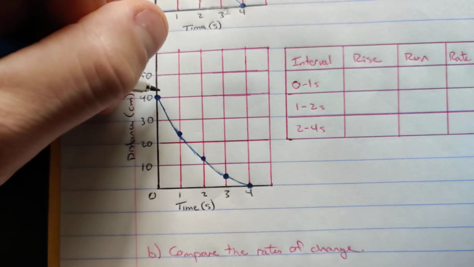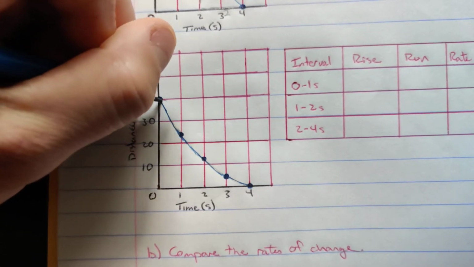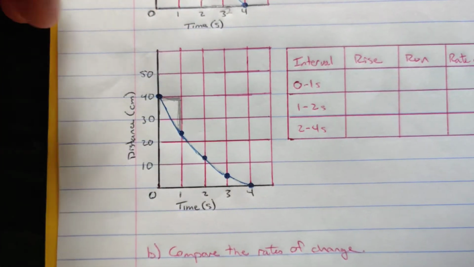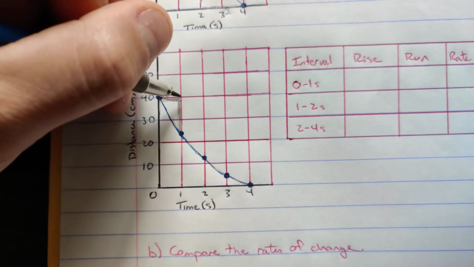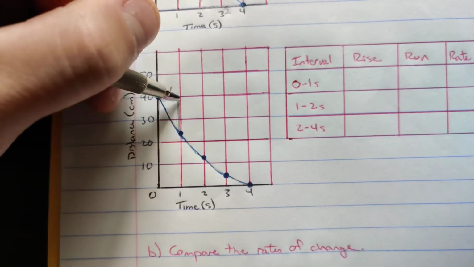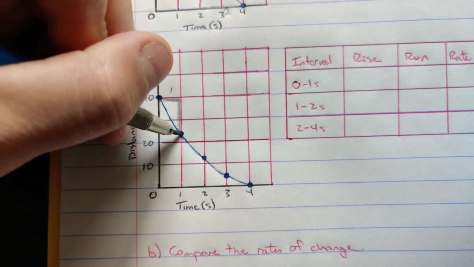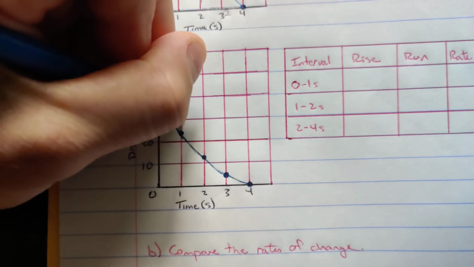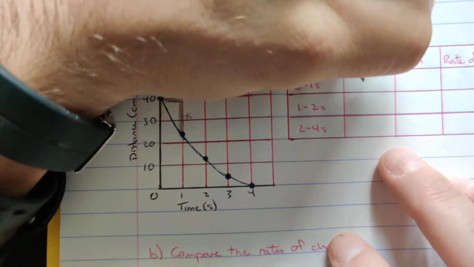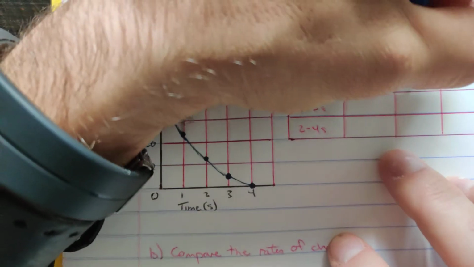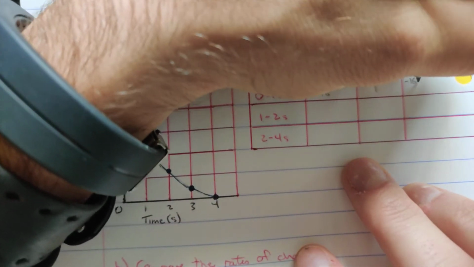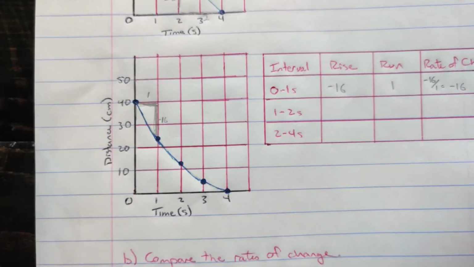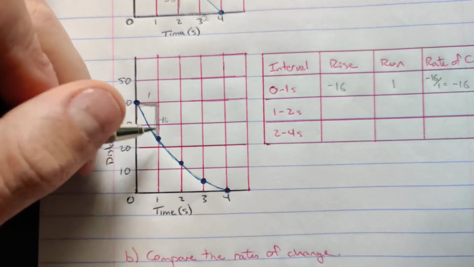If we go from 0 to 1 seconds, and we have this rate triangle right here. We're going over 1, so it runs 1, but our rise is 10. That's about a little under half, so maybe 24. So that's 6, so maybe down 16. So our rise is negative 16. Our run is 1. Thus, our rate of change is negative 16 over 1, which is going to give us negative 16.